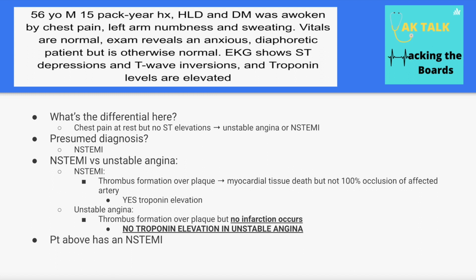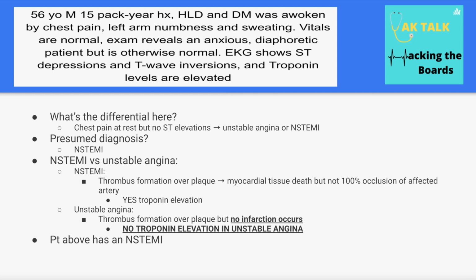An NSTEMI is when a thrombus forms on top of a plaque, leading to myocardial tissue death from a large but less than 100% occlusion. The tissue death, aka infarction, is not transmural, meaning it only involves the innermost layers of the myocardium. In unstable angina, a thrombus forms on top of the plaque, but no infarction occurs. Great. And what's the presumed diagnosis for our patient? This would be an NSTEMI.